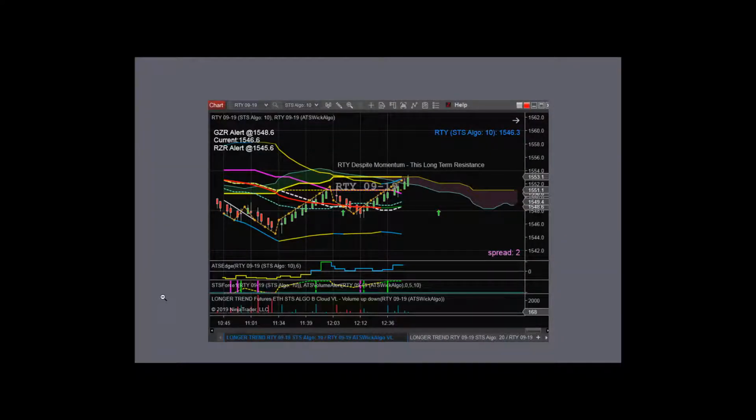Trying to keep this going at very fast pace. This is a longer trend chart. We label it that for you. It's not run off. The clouds are not created by our all-wick bar. They're created by our STS Algo Bar, which is a much longer trend bar, makes a longer trend cloud.